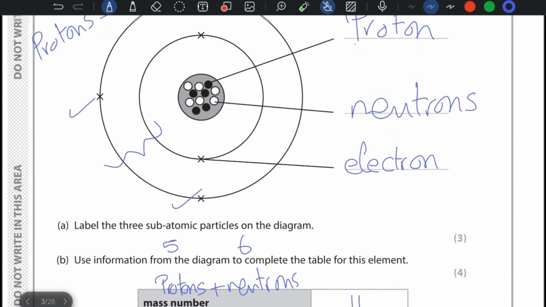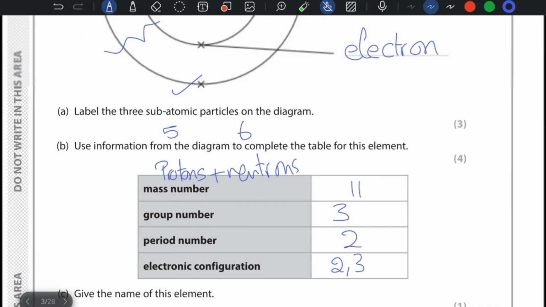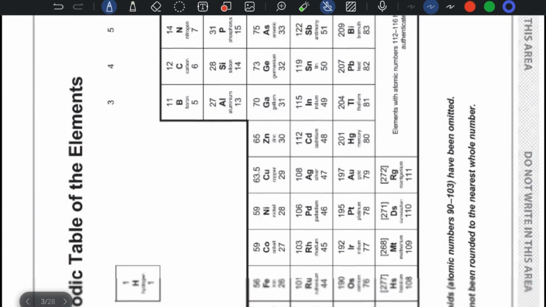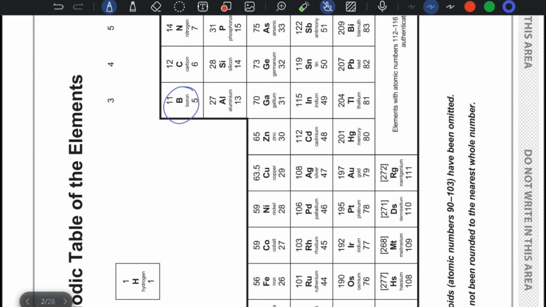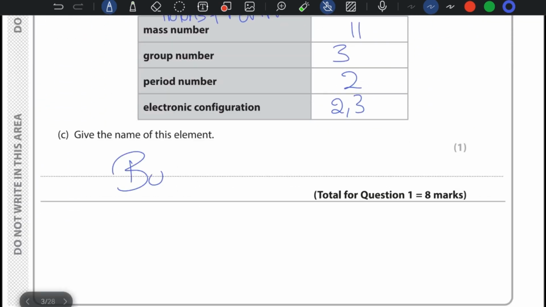Electronic configuration: we have 5 electrons. To write the electronic configuration, it will be 2, 3. The first shell takes 2 electrons, and the second shell will contain 3 electrons, up to 8. Give the name of this element from the proton number. As you can see, the proton number is 5, so our element is boron. So we write here boron.